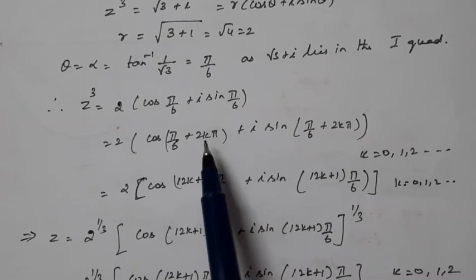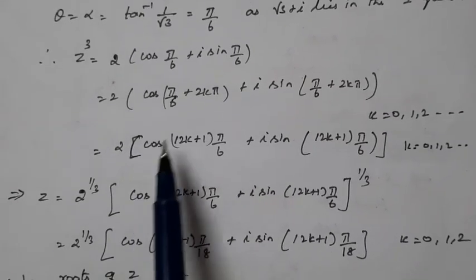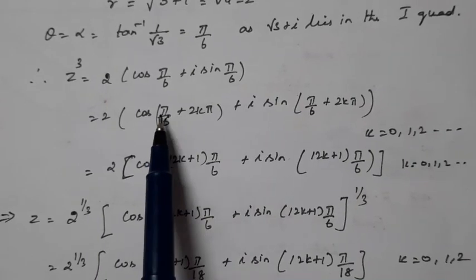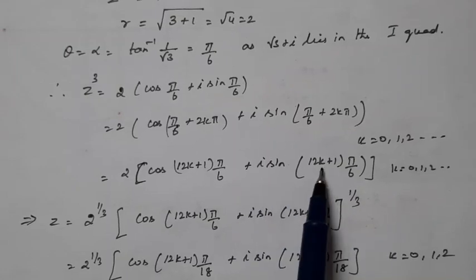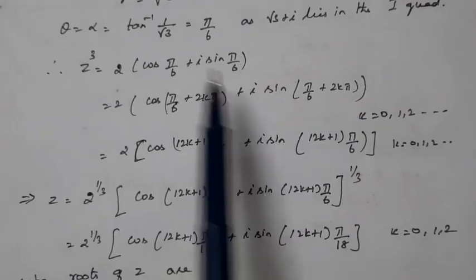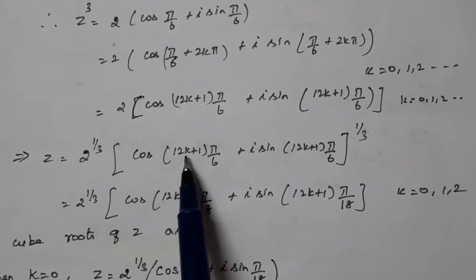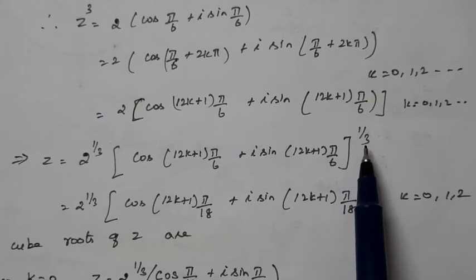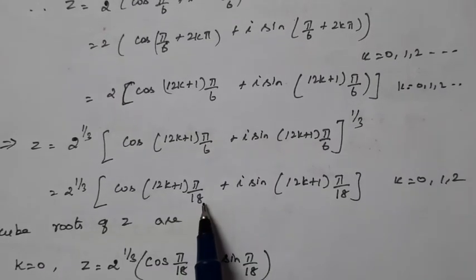To get the general one, add 2k pi, where k takes the value 0, 1, 2, etc. Now taking LCM, 6 into 2, that is 12k pi, and pi here. Taking pi outside, we have cos of (12k plus 1) into pi by 6 plus i sin (12k plus 1) into pi by 6. Now this is z cube. So what is z? You have to take the cube root on both sides. By taking the cube root, z is equal to 2 power 1 by 3 into cos of (12k plus 1) into pi by 6 plus i sin (12k plus 1) into pi by 6, to the power 1 by 3. Now 1 by 3 is to be multiplied by de Moivre's theorem. So it will become pi by 18.